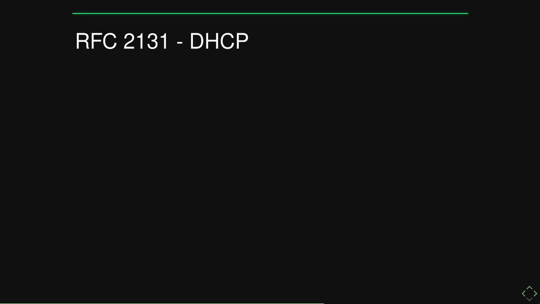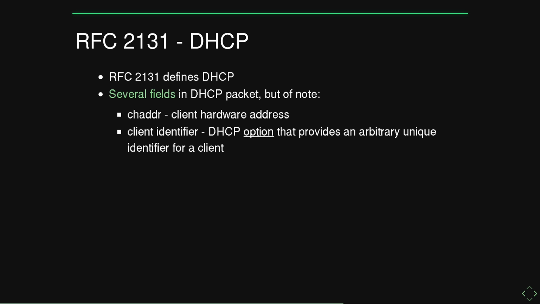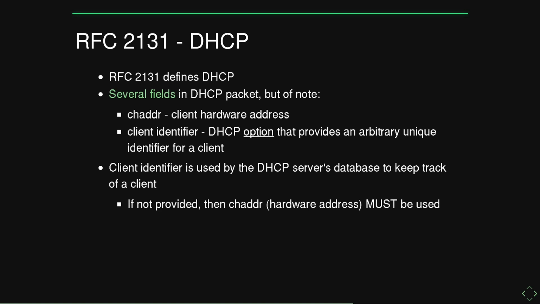So first, let's discuss some of the more salient points of RFC 2131, and that's the DHCP RFC. The RFC defines a number of fields, and we'll take a look at the RFC in a minute. But notably, there are 2 fields that are going to be relevant to our discussion today. One is the CHADDR, or the client hardware address, and the other is the client identifier, which is an option in DHCP. So it's not present in all DHCP packets, but this option provides an arbitrary, unique identifier for a particular client. That identifier is used by the DHCP server's database to track its clients.